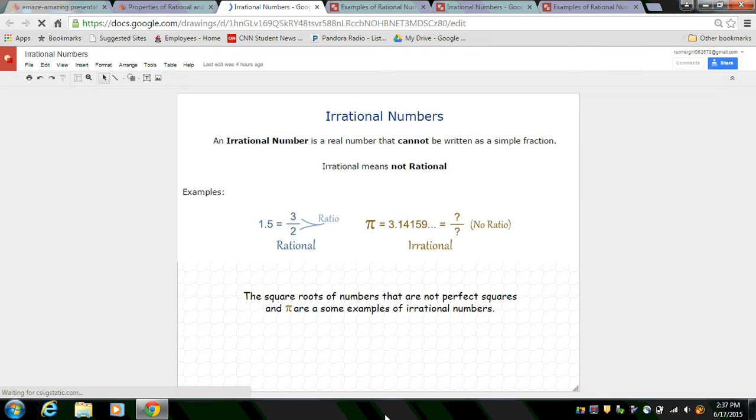Irrational numbers. An irrational number is a real number that cannot be written as a simple fraction. Irrational means not rational. The square roots of numbers that are not perfect squares and pi are some examples of irrational numbers.